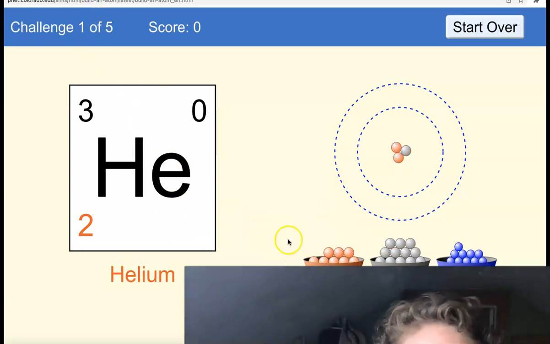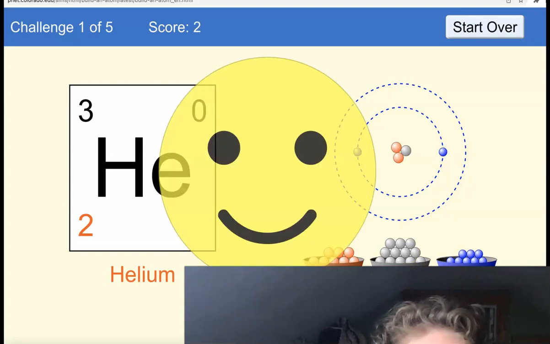So we have 2 protons. We have 1 neutron. That makes an atomic mass of 3 here. And now we need to get a neutral atom. So if we have 2 protons, to balance those 2 positive charges, we need 2 negative charges. Awesome. We have a molecular weight of 3, we have an atomic number of 2, and we have a neutral atom. So now you know how to play all the different levels of games.